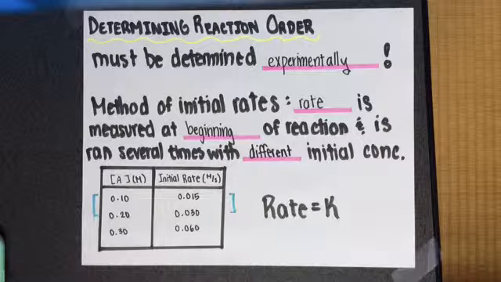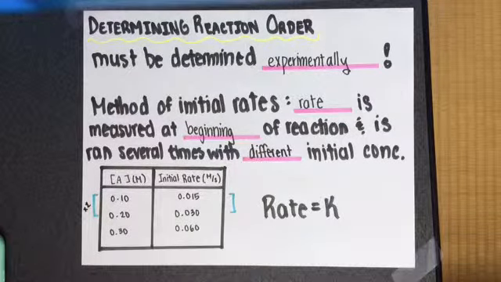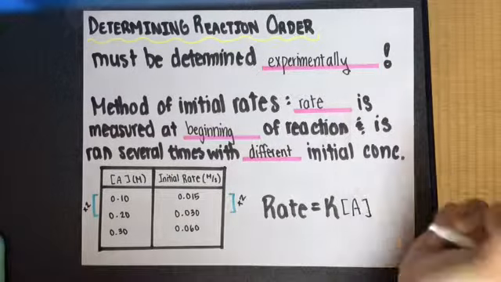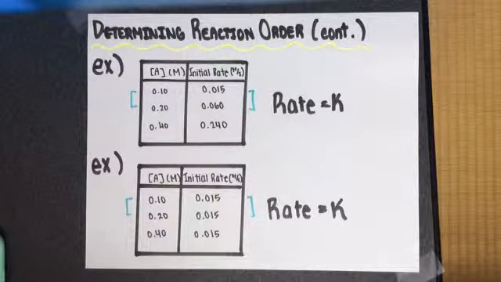Look at the first two rows. The reactant concentration increases from 0.1 to 0.2 molar, which is 2 times 0.1. When you look at the reaction rate, it also doubles from 0.015 to 0.030. As the concentration is multiplied by 2, the rate is multiplied by 2 to the first power, indicating a first-order reaction. Let's try the following examples.